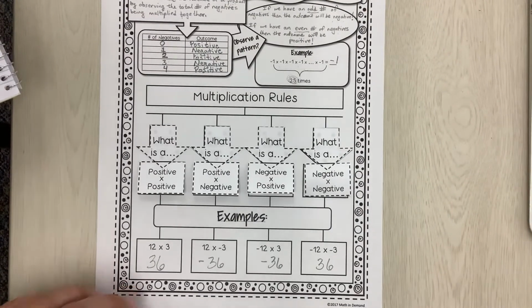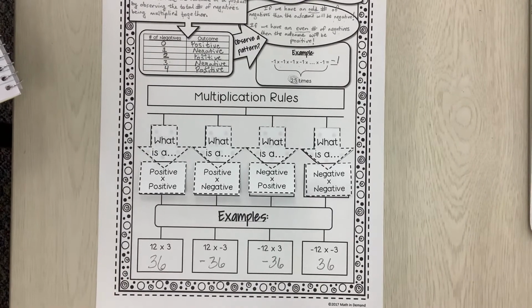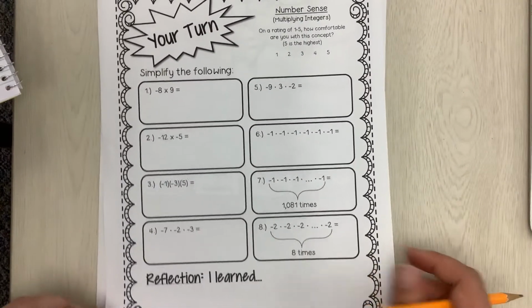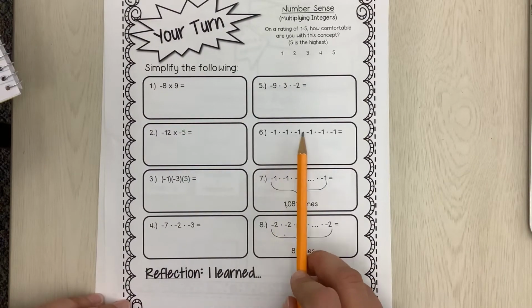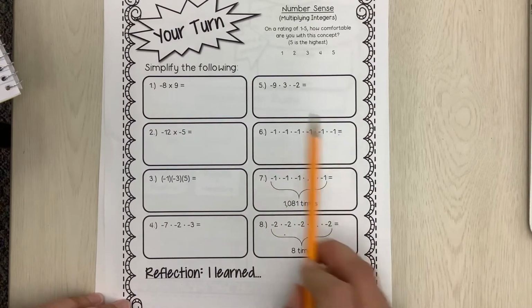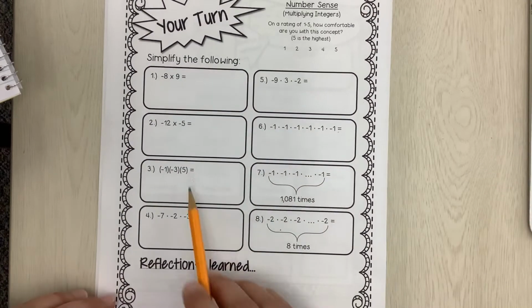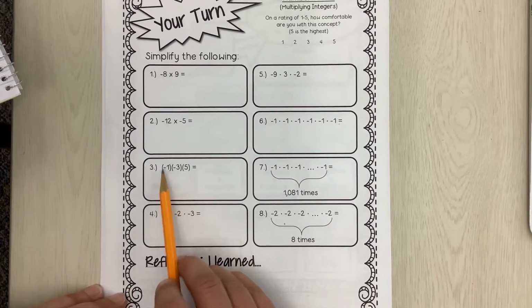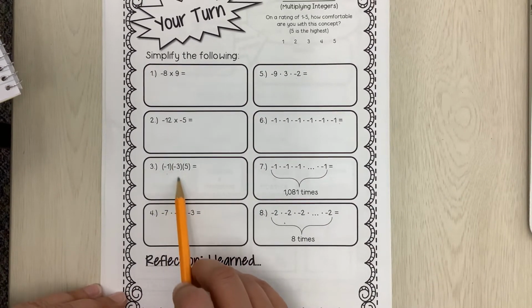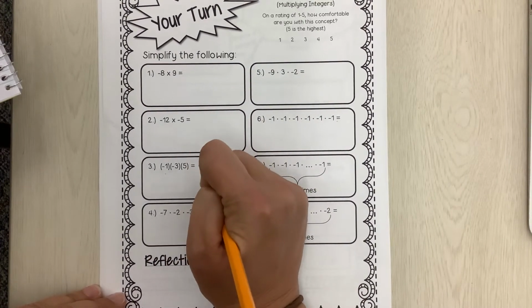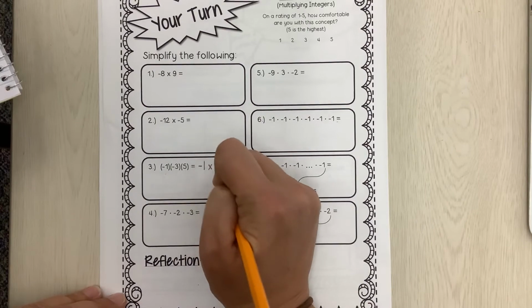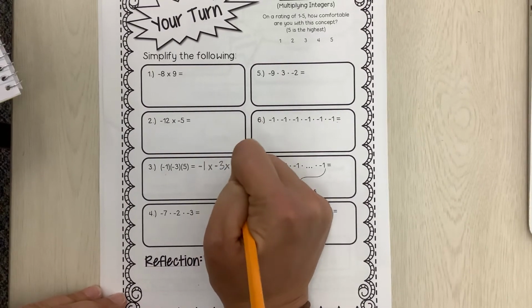Okay, so now we have our practice problems to do. And you're going to see a couple different examples here. This one, it looks like you're going to have to count how many negatives you have. Same with this one, how many negatives. Now here, let's keep in mind, remember, when you have parentheses and then another parentheses, it's the same as saying -1 times -3 times 5.